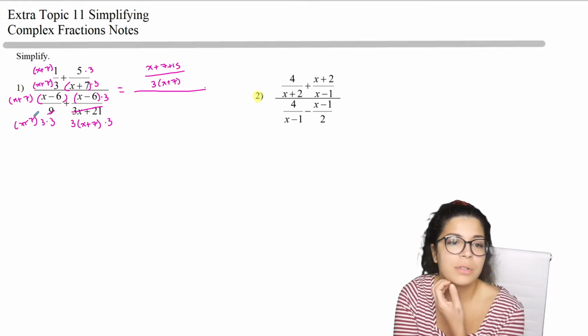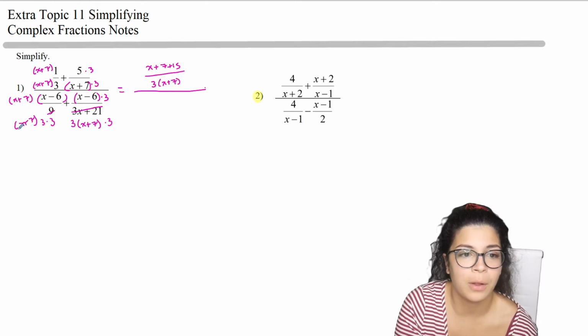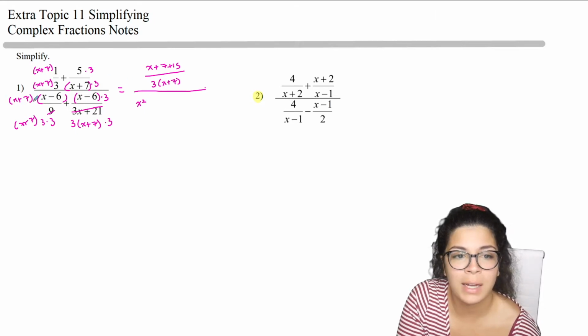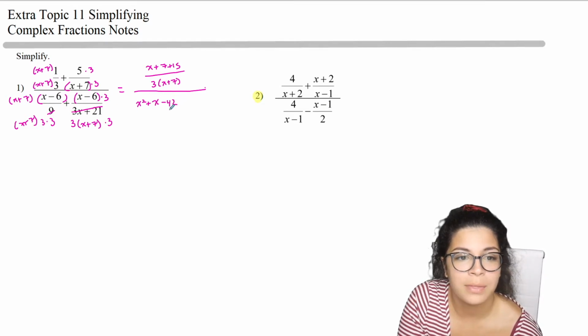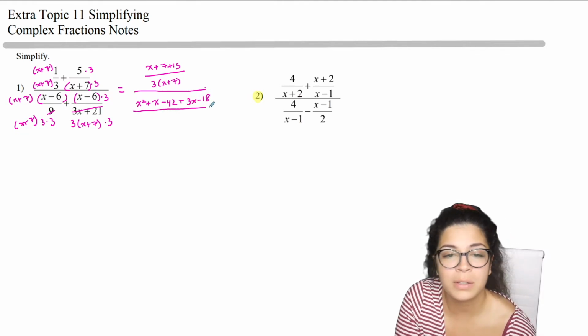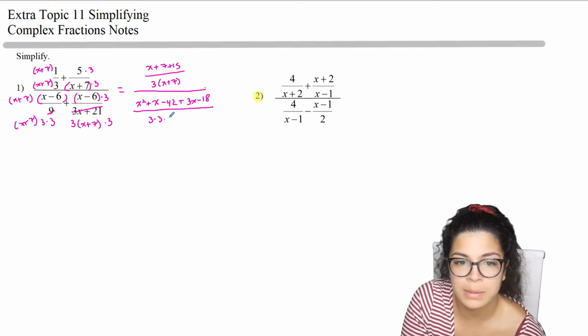Okay, now here's the tricky part, because we have binomial times binomial, so I'm kind of going to do this in my head if you follow along. X times x would be x squared, and then we have 7x minus 6x would be 1x, and 7 times negative 6 is negative 42. And then we're adding, for the numerator, x minus 6 times 3, which would be 3x minus 18. The denominator of this fraction would just be the 3 times 3 times x plus 7.